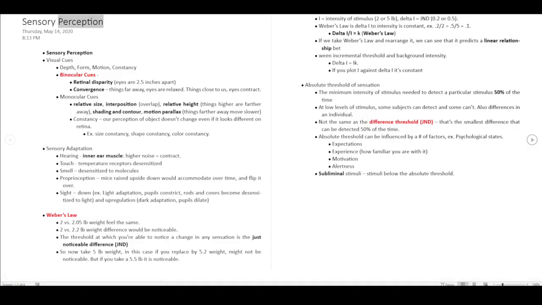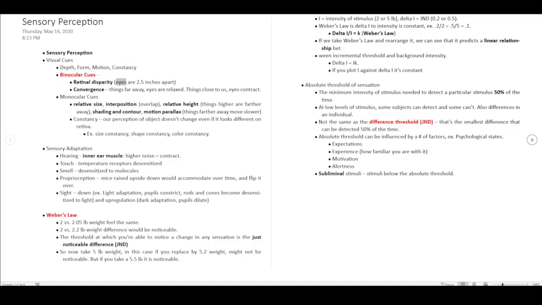Sensory perception. Thursday, May 14, 2020, 8:13 p.m. Sensory perception. Visual cues: depth, form, motion, constancy. Binocular cues.